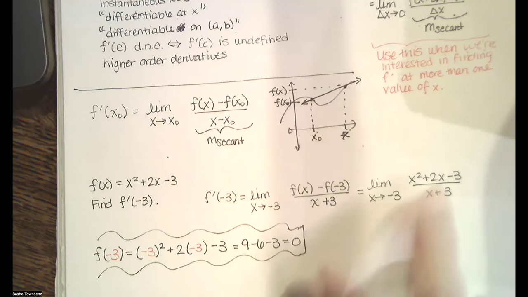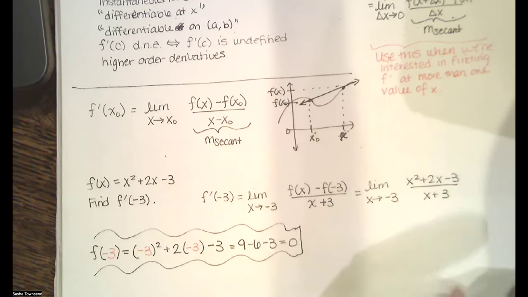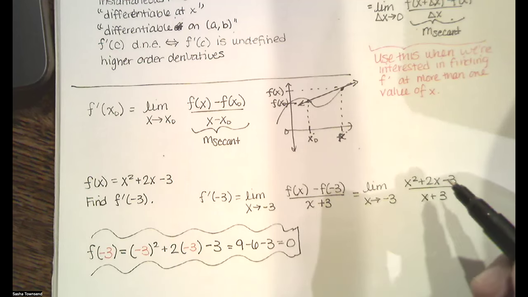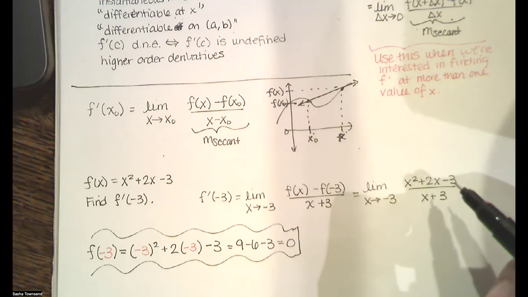Well, if I can substitute x equals negative 3 in the numerator and denominator and get an answer that makes sense, then I'll just do that, and the rational functions are continuous on their domains. But we have a problem.